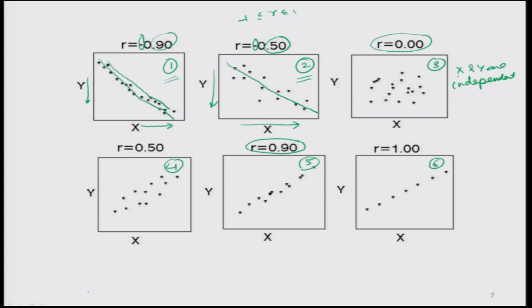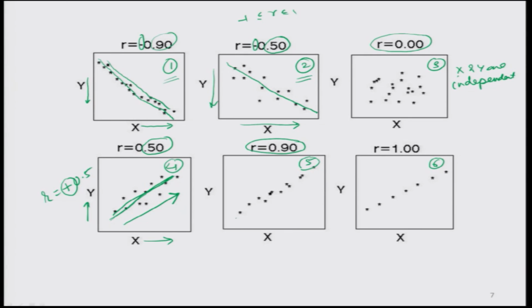Now, we come to figure number 4. Here you can see that the trend in the relationship between x and y is increasing. That means, as the values of x are increasing, the values of y are also increasing, and this is indicated by the fact that the value of r here is reported as plus 0.5. So, this increasing trend is indicated by the positive sign, and since the points are quite close to the line here, that is indicated by the value of the correlation coefficient as 0.5.